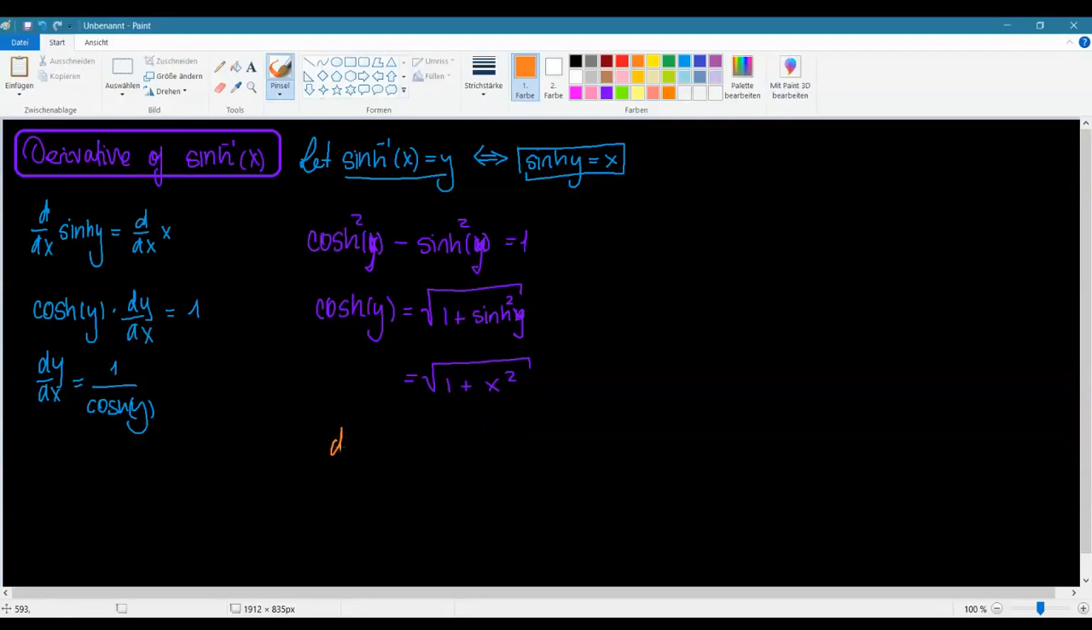Which means that our solution looks much better now, because we can write that dy by dx, the derivative of arcsinh x, equals 1 over the square root of 1 plus x squared, and that is much better. And that's our solution.